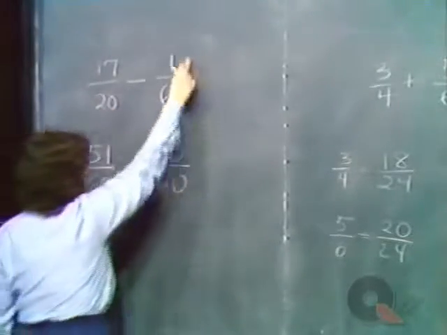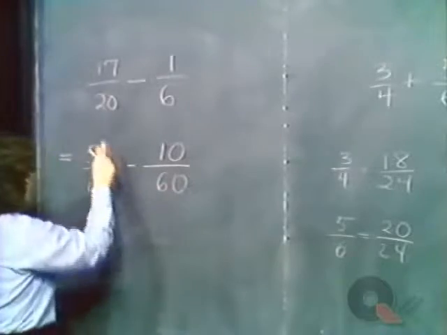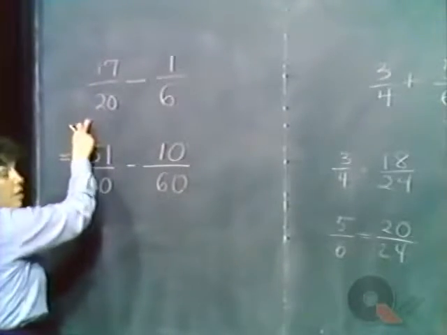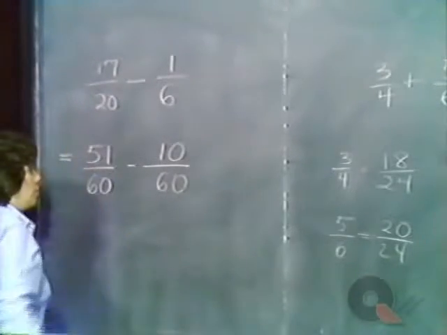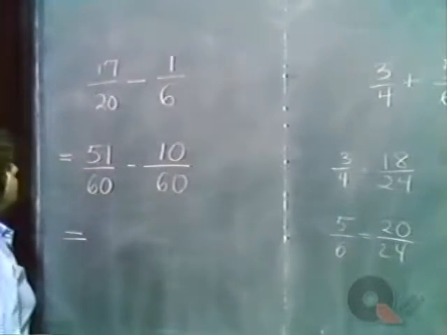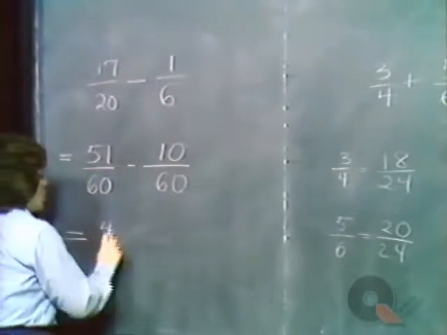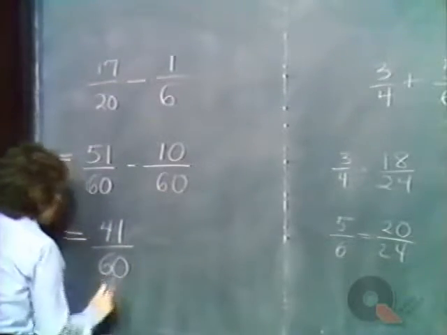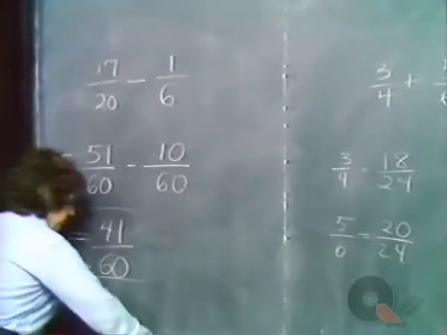In this case, we multiplied top and bottom by 10. In this case, we multiplied top and bottom by 3. 17 times 3 is 51. Now we have the same denominator, so we combine the numerators. 51 take away 10, that's 41 over 60 for our final answer.